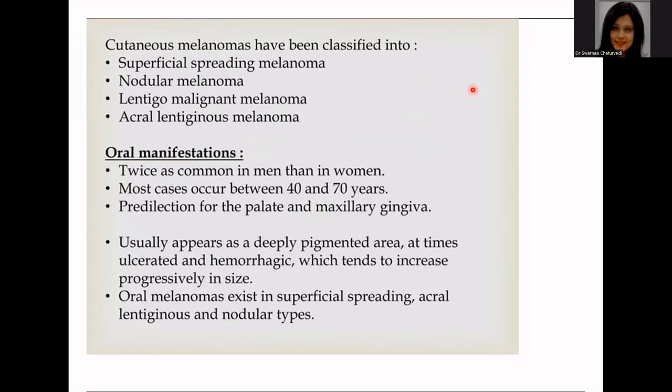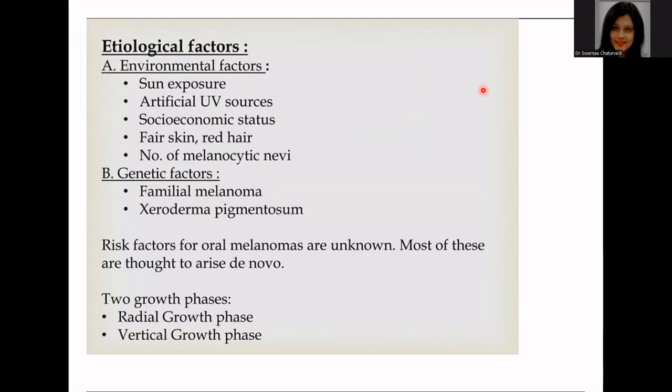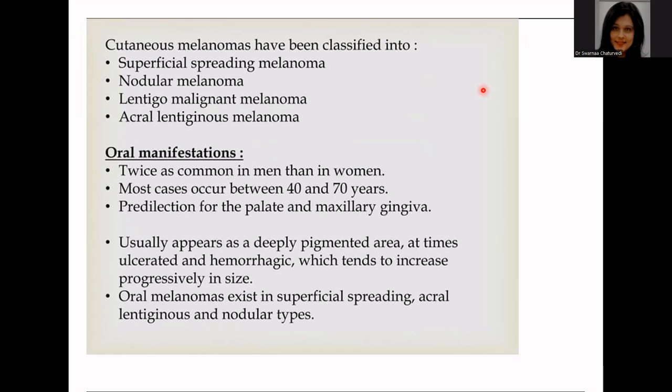So cutaneous melanomas can be classified into four. Superficial spreading, that is, they are showing the radial growth phase. Nodular melanoma, lentigo malignant melanoma, and acral lentiginous melanoma.